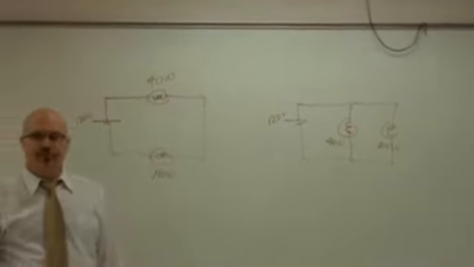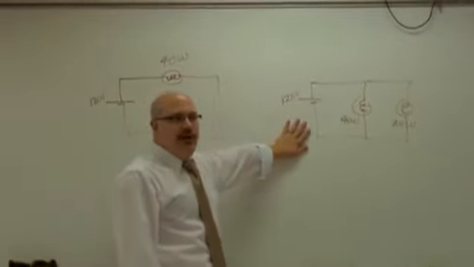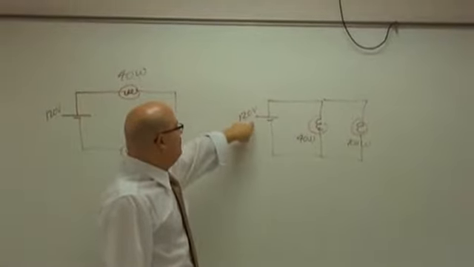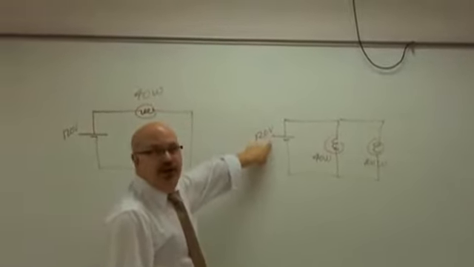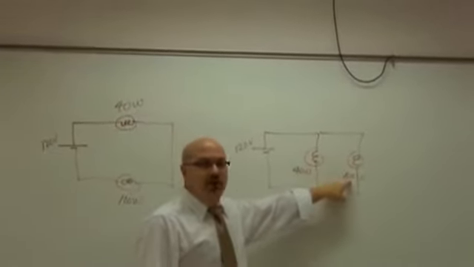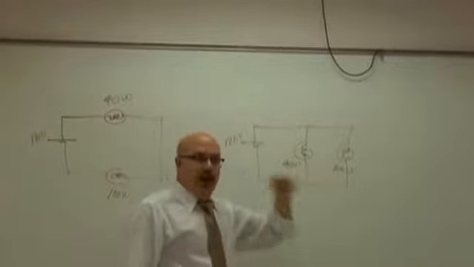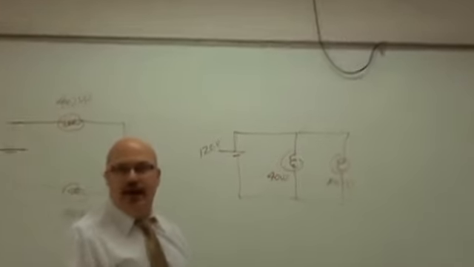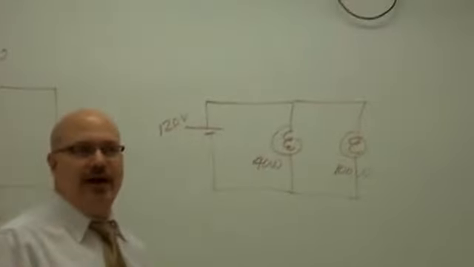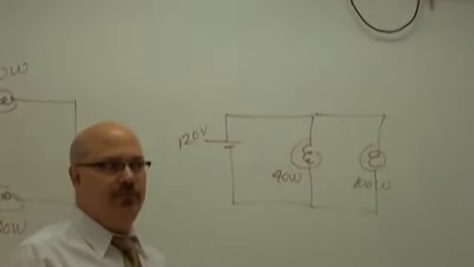Okay, everybody, here we go. We're going to start with this one right here. I've got a 120 volt potential difference, EMF. I'm going to hook it up to a 40 watt and 100 watt bulb in parallel. When I do that, which one's brighter and what are the wattages of the bulbs?